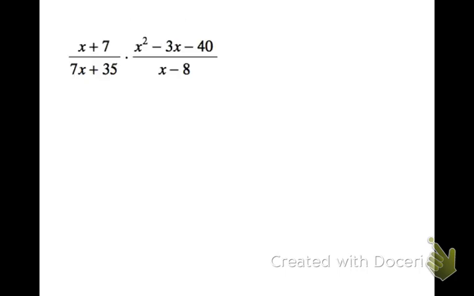Okay, so again, you notice that we have addition and subtraction going on, so we're going to need to factor each of these individually. So I'm going to start with this top left expression, and I can't simplify x plus 7, so I'm going to leave that alone. Below it, we have 7x plus 35, so I'm going to try and pull a GCF out here. My greatest common factor would be 7.